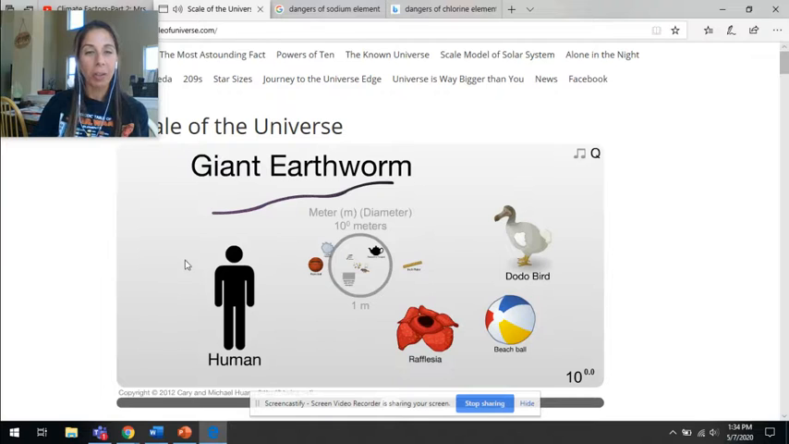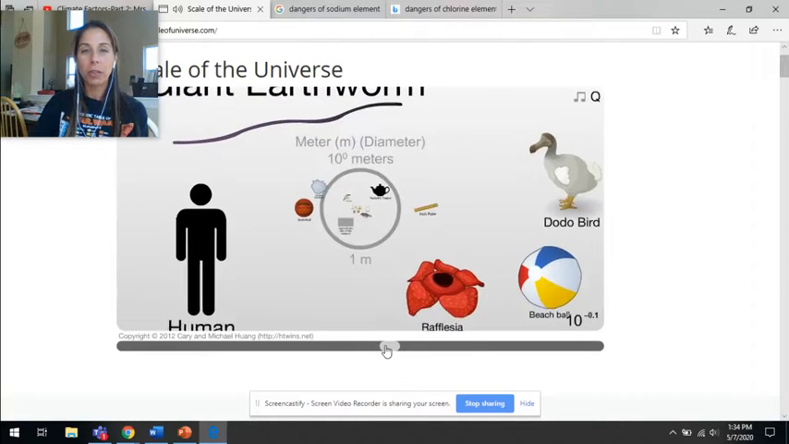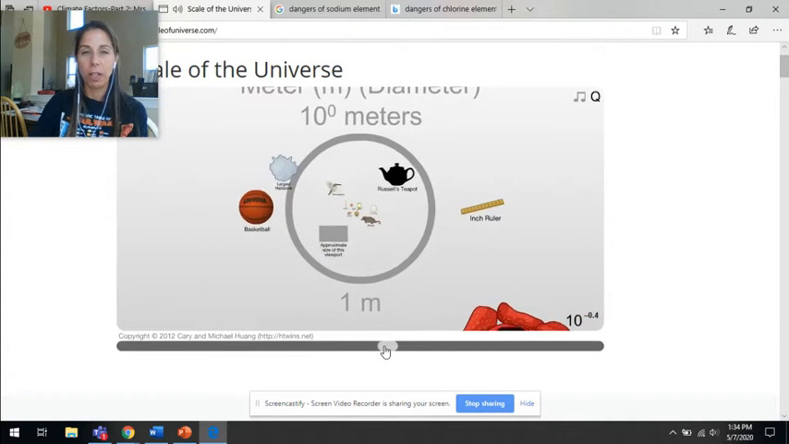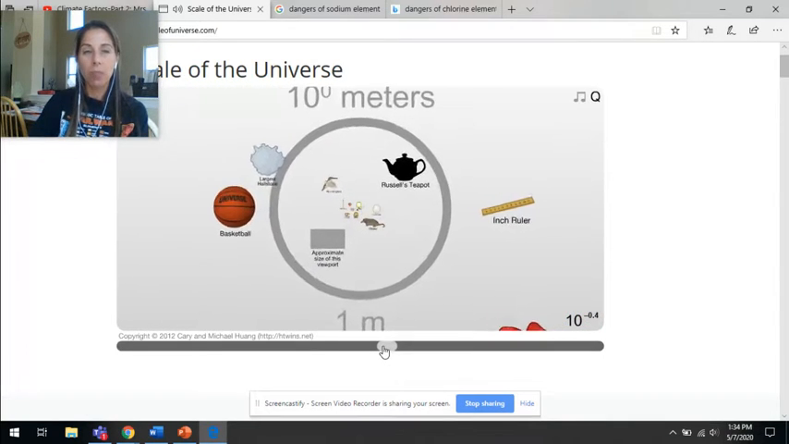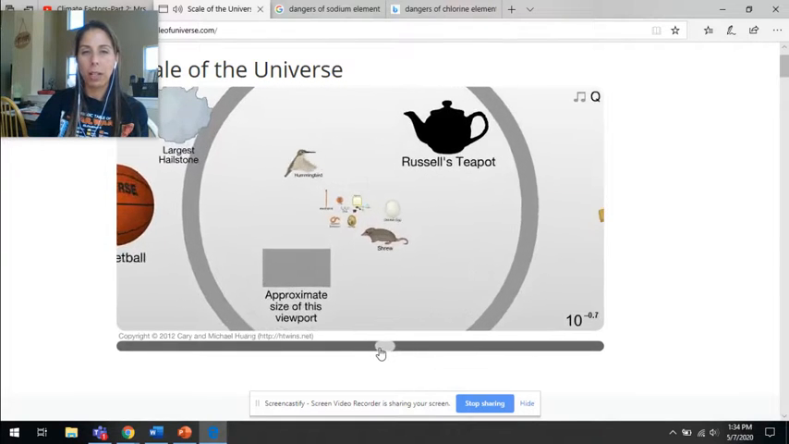And you start off with the size of a human, and you've got this giant earthworm, just blows my mind away. It's pretty big. I wouldn't want to see one of those. And here's your sliding scale, and you could zoom in closer and closer and closer. And you can see a basketball is smaller than a human, and a hummingbird is smaller than the basketball. A shrew is even smaller, right? And then you can get really small.